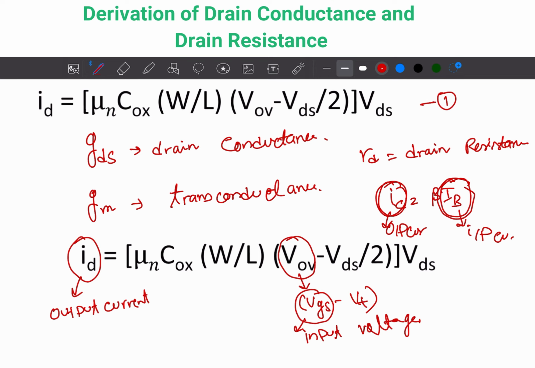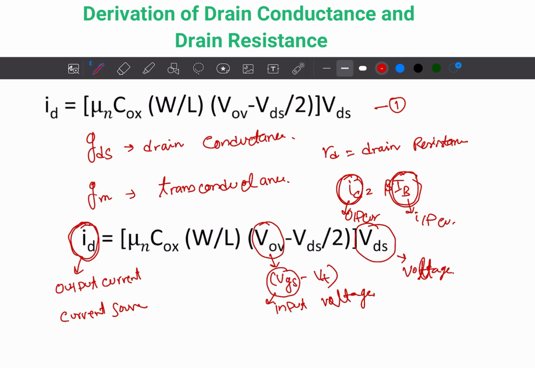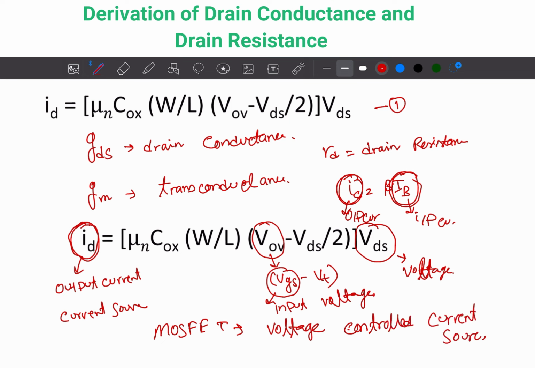Here in this equation the output current is ID, right? So we can say it is the current source. And the input voltages, drain to source and gate to source, are VDS and VGS, right? So here you can say it is the voltage. So we can say MOSFET is a voltage controlled current source, as the output current is controlled by the input voltage.